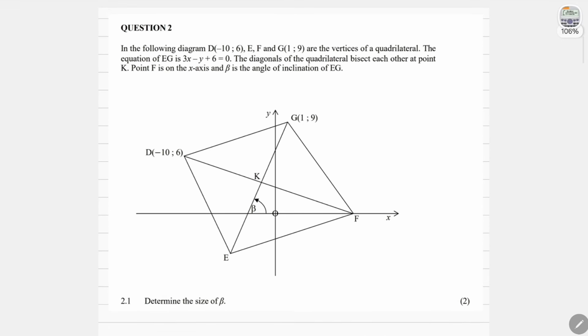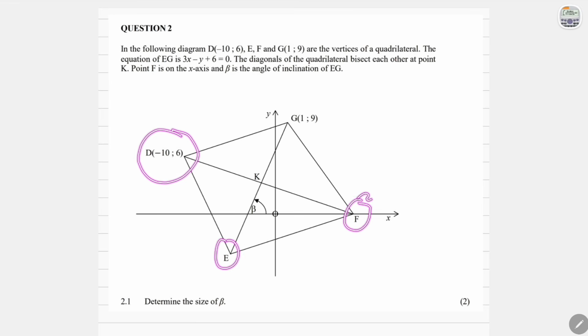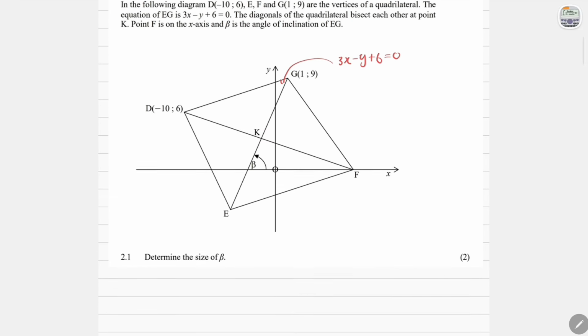Question 2 says, in the following diagram, D is (-10; 6), E, F, and G, which is (1; 9), are vertices of a quadrilateral. The equation of EG, so this line, is 3x - y + 6 = 0. You can see it's not in the standard form of the equation of a straight line. The diagonals of the quadrilateral bisect each other at a point K, as we can see. And then they tell us that the point F is on the x-axis and beta is the angle of inclination of EG. The first question is to determine the size of beta.